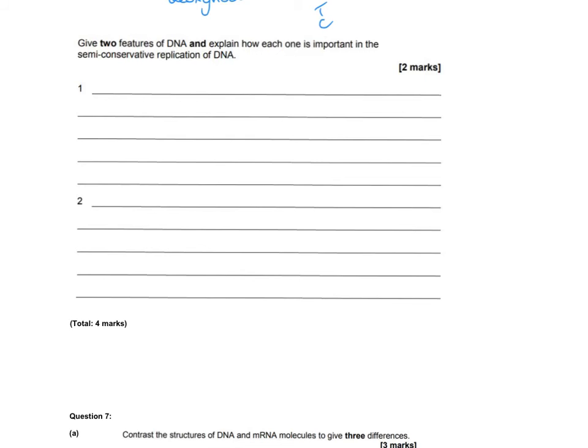Okay, first real piece of exam technique here. This is a give 2 features and explain. So it's not enough to give the features, you need to tell me how they're important to semi-conservative replication. So there were 3 things you could have said here. You could have said that there are weak H bonds, and they're important because they're easily broken. Okay, remember if these were ionic bonds or covalent bonds, they wouldn't break so easily. That easy breaking allows the molecule to unzip.